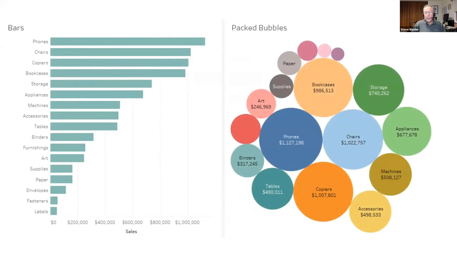And you go, wow, that looks so cool. I want to make something that looks like that. Not realizing, well, that is visually arresting, and it may attract somebody, but it's not going to answer many questions. Quickly, what's third from the bottom? What's second from the top? How much larger is copiers than machines? These are things that you can answer in seconds with the bars, but they're really hard with this other thing.